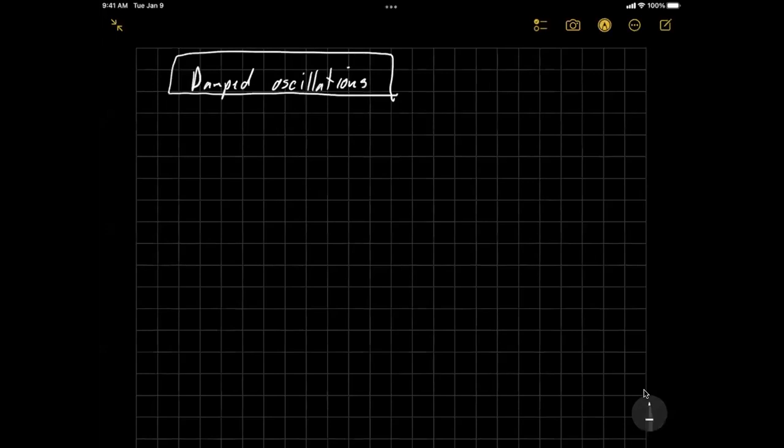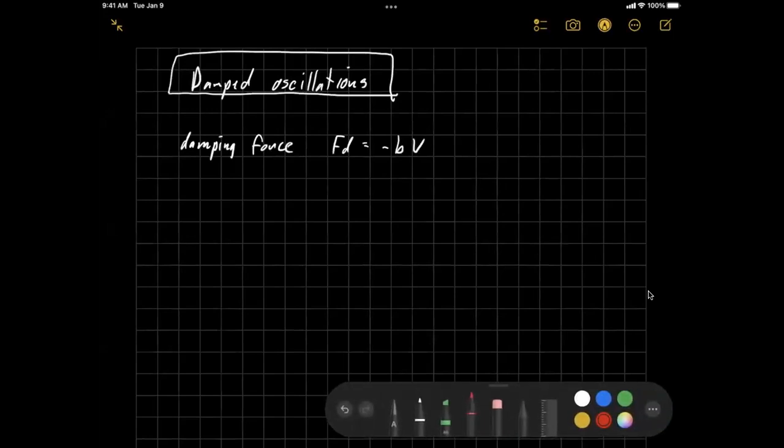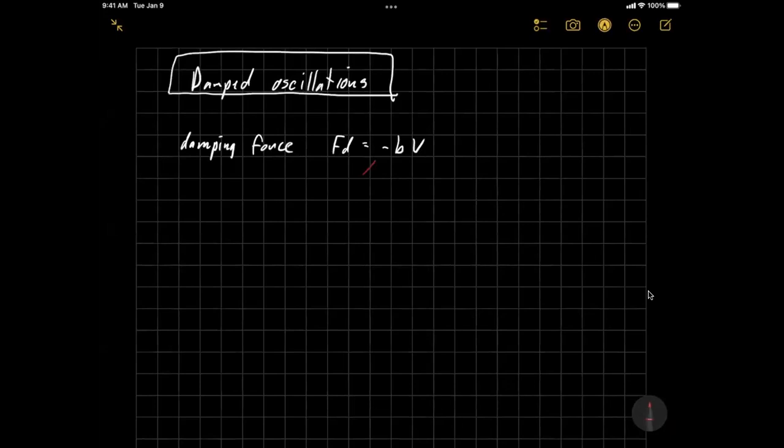Okay, so when we have damped oscillations, we are saying we're going to add a damping force. Okay, and the damping force is negative bv. So just a couple quick things about this. First of all, it depends on the velocity. The faster you go, the more resistance there will be to the motion. It's like walking through water in a swimming pool. The faster you try to walk through it, the more you'll feel the water pushing back.